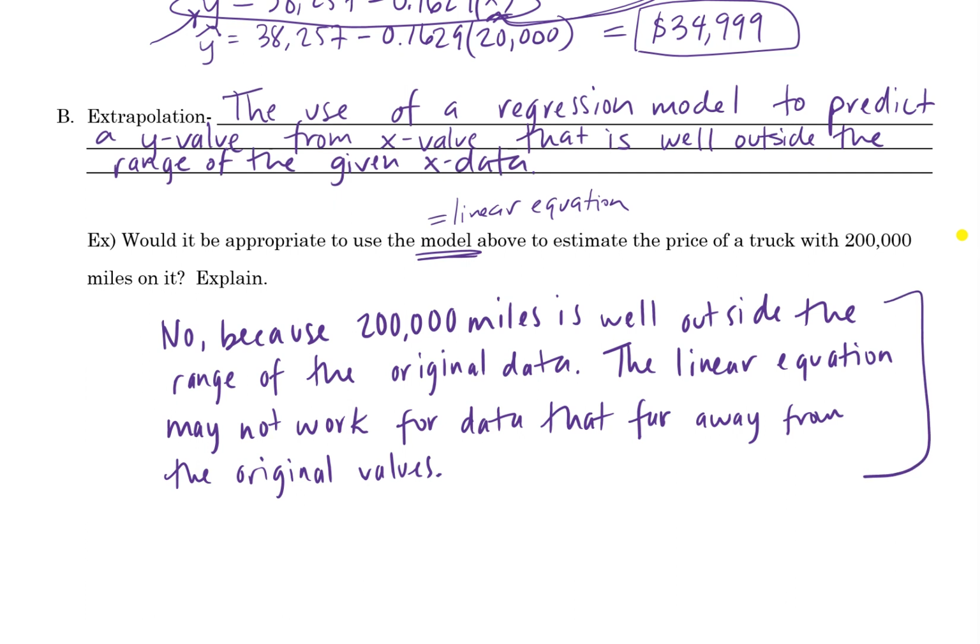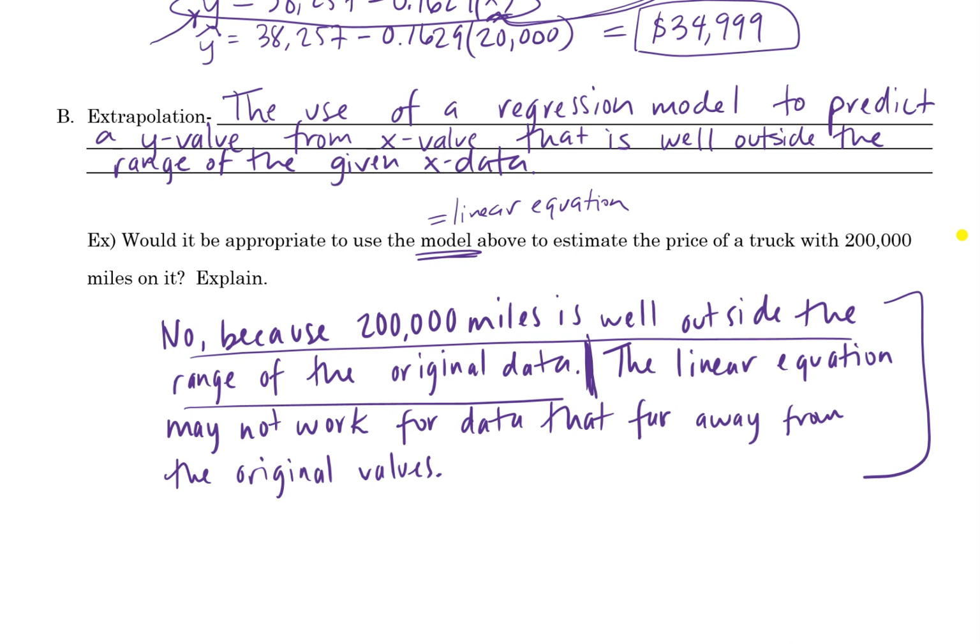This entire thing is a full credit answer. If you stopped here, with just that first sentence, you would get partial credit. Almost every year, every group of students I have usually just stops at that first sentence. But you've got to say more. You can't just stop at, well, it's outside the range of the data. Well, why is that a problem? It's a problem because we don't know if the linear equation still works outside of the range of the original data. Okay?